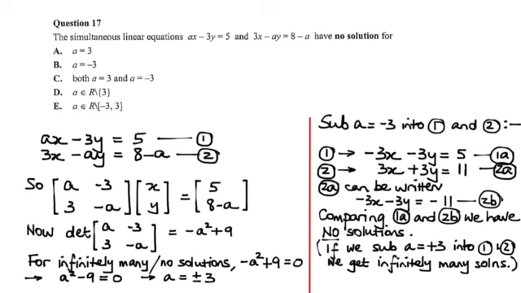And by the way, if we substituted a equals plus 3 into equations 1 and 2, we would have got infinitely many solutions, which means we would have got exactly the same equations. Alright? So our answer is B.